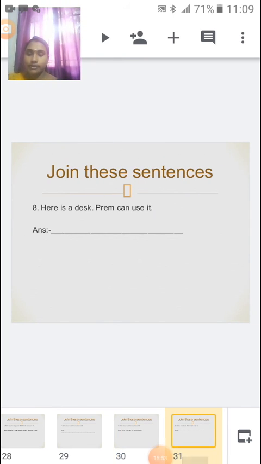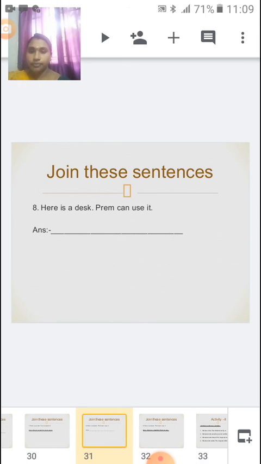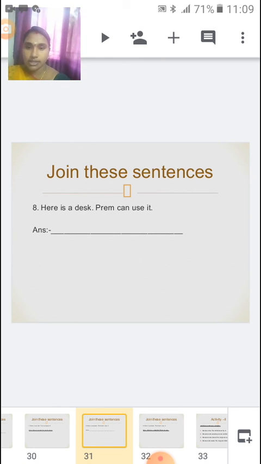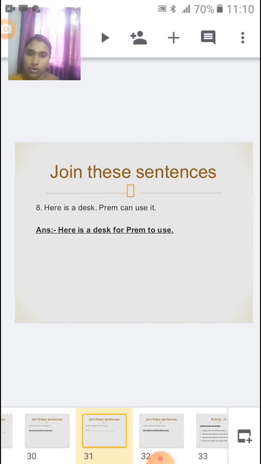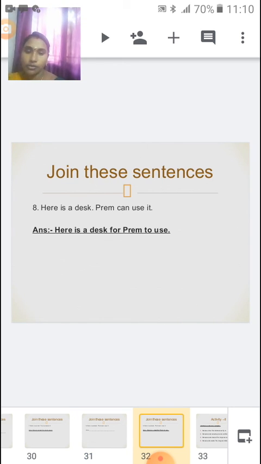So the next one is, here is a desk, Prem can use it. Now I am going to join these sentences using for. So right here as it is, a desk for Prem to use. So how it will come? Here is a desk for Prem to use.